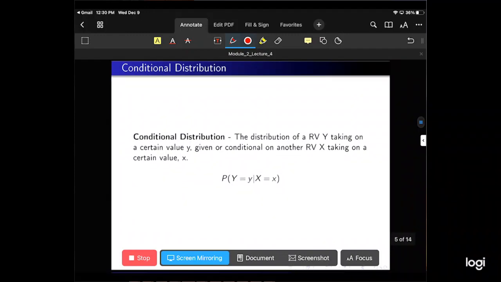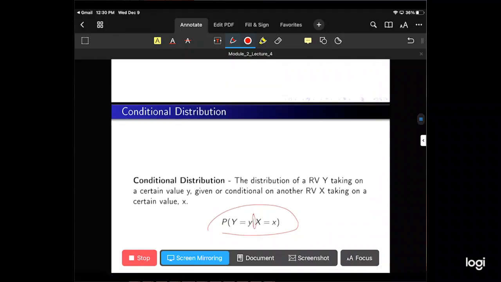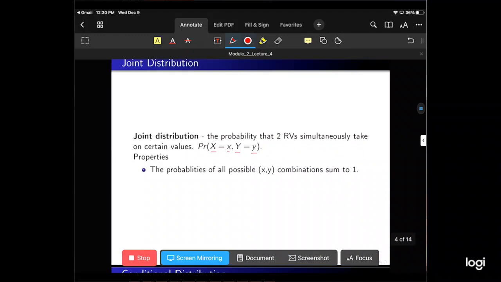A conditional distribution. Again, we're going to introduce this concept. It's the distribution of a random variable y taking on a certain value y, given or conditional on another random variable x taking on a certain value x. And we write it like this. So this bar here means conditional. It's slightly different than the joint distribution, where we're adding a comma.